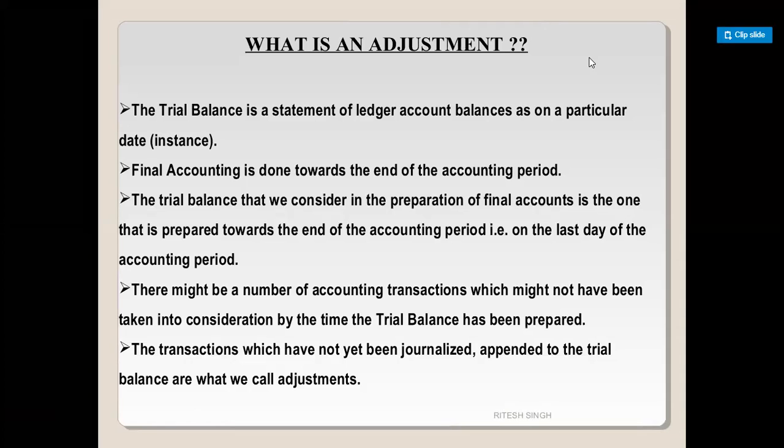Final accounting is done towards the end of an accounting period. The trial balance that we consider in the preparation of final accounts is the one that is prepared towards the end of the accounting period, that is, on the last day of the accounting period. There might be a number of accounting transactions which might not have been taken into consideration by that time. The transactions which have not been journalized and appended to the trial balance are what we call adjustments.